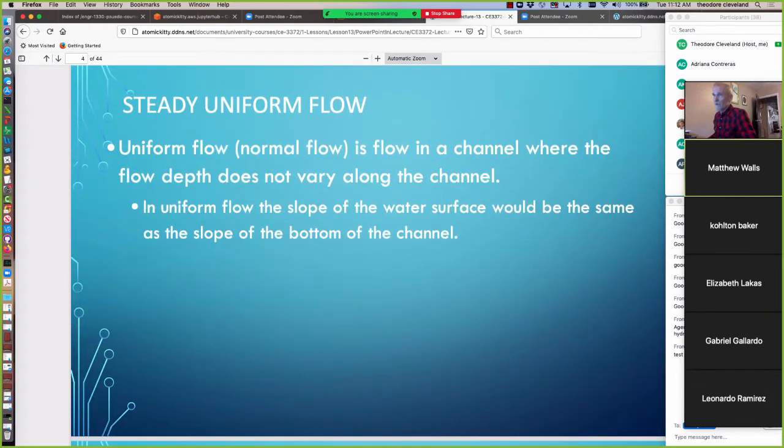One category of flow is called steady uniform flow, or normal flow, to distinguish it between normal flow and abnormal flow. Just kidding. Normal flow is flow in the channel where the flow depth does not vary as you move along the channel. The key point in normal flow is that the slope of the water surface, which happens to be coincident with the hydraulic grade line, is the same as the slope of the bottom of the channel. So the flow has a constant depth regardless of where you look, at least in an idealized setting.